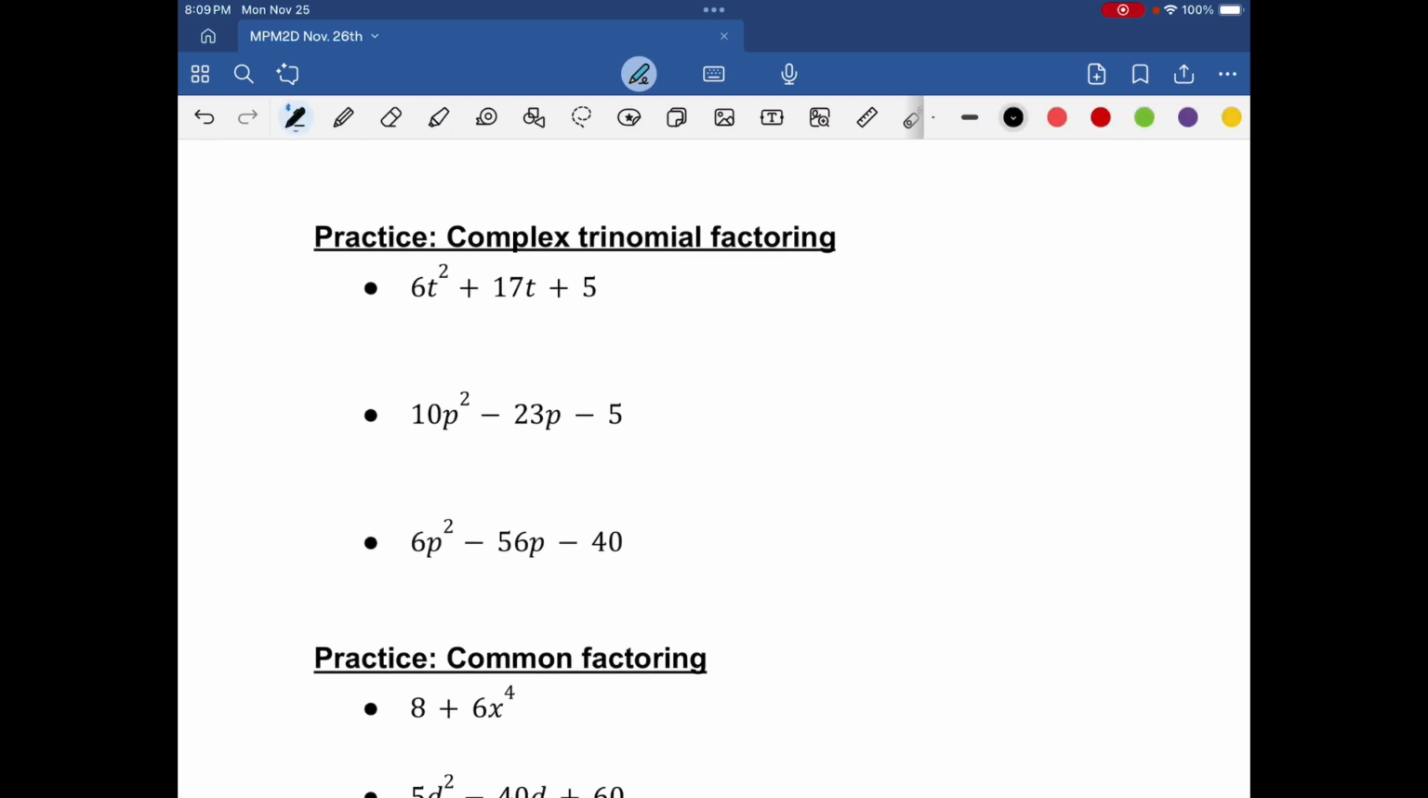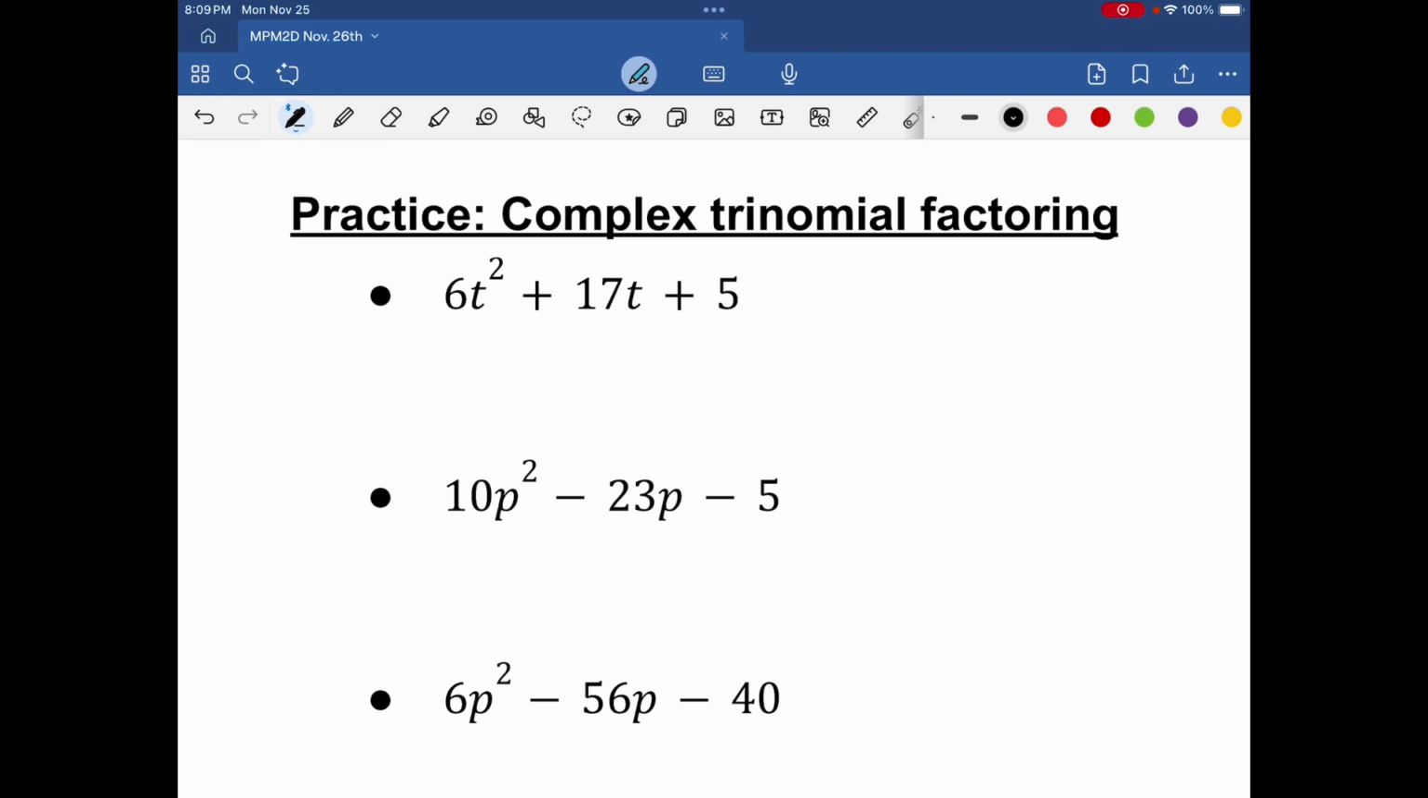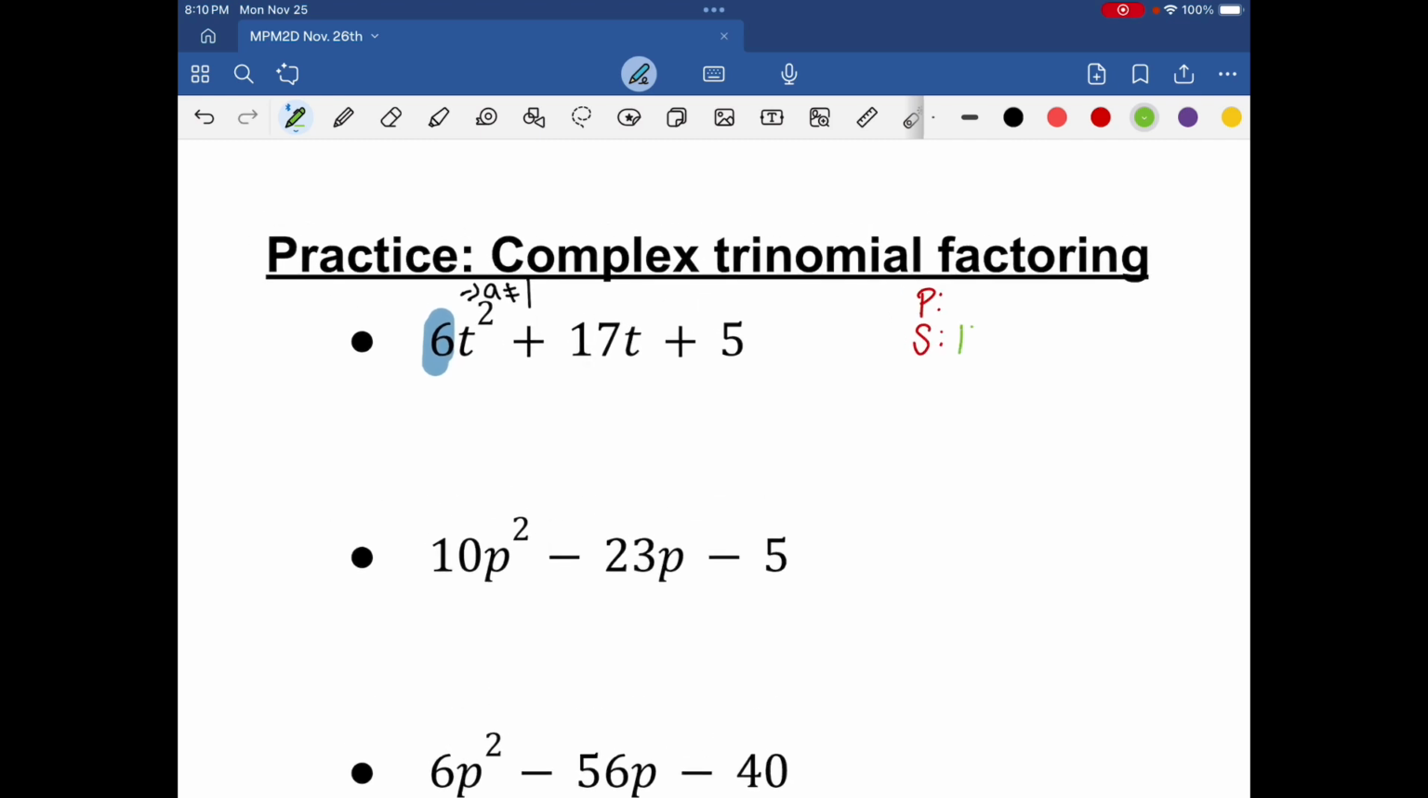Let's practice some complex trinomial factoring. So I know that the number in front of my squared term, if it's not equal to 1, then it's a complex trinomial. So my product and my sum, just like with the simple trinomial, my sum is always the number in front of my single variable term. In this case, it's 17.